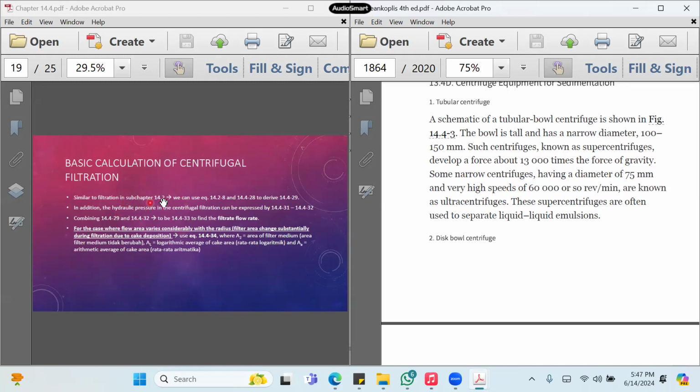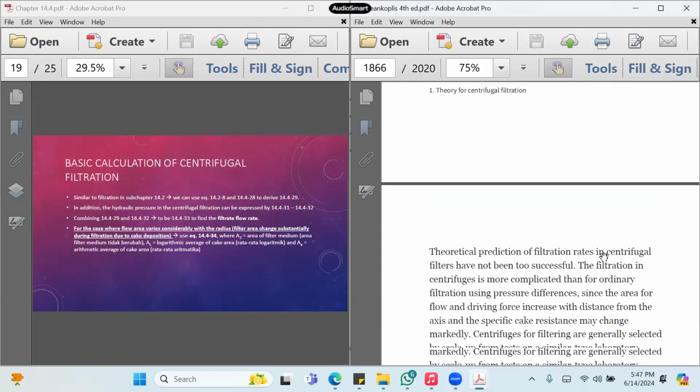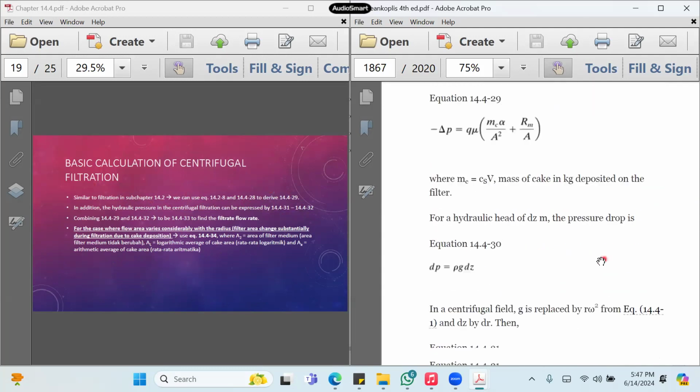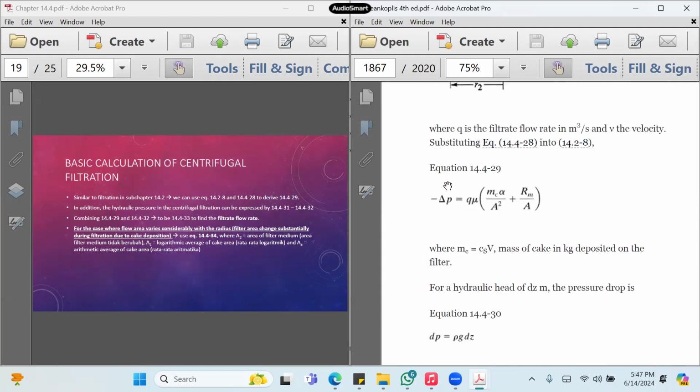Okay, so similar to the filtration, now we're going to the calculation. To calculate the centrifugal filtration, we can actually use equation 29. So we just go down. If you still remember, we also have this in subchapter filtration, 14.2. Using this equation from subchapter filtration, we put it inside equation 28, then we can get this equation, similar to what we've seen in the previous subchapter.